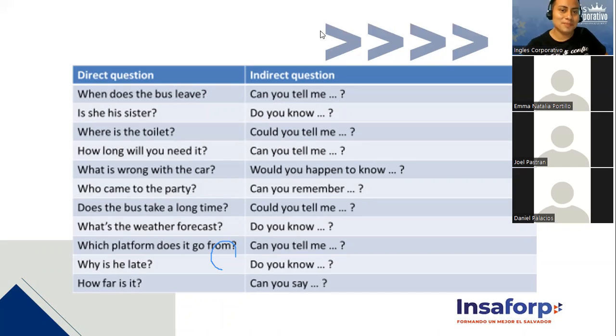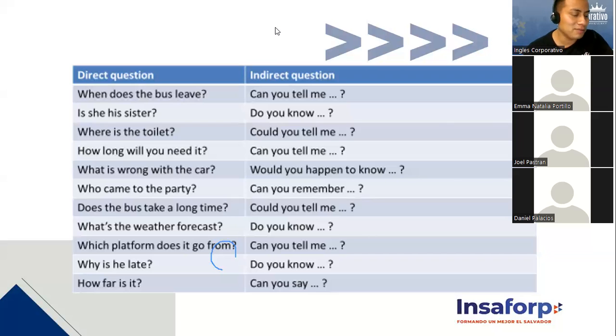I think people are sharing. Can you tell me when the bus leaves? Well, or is it leaves? Number one, okay, I can see Emma. When the bus leaves, exactly, Emma. We have two already, two more minutes.